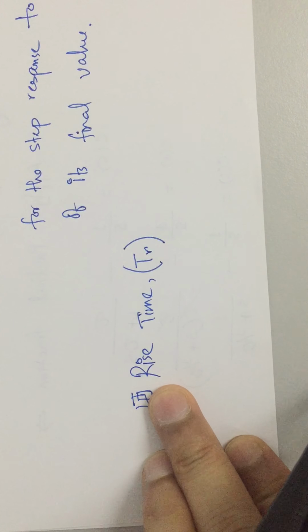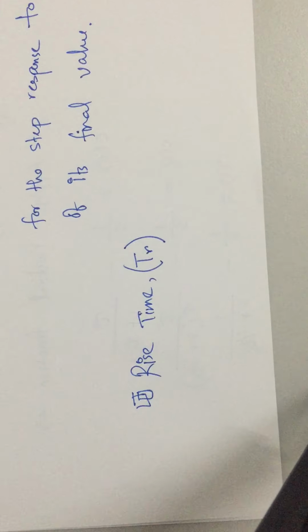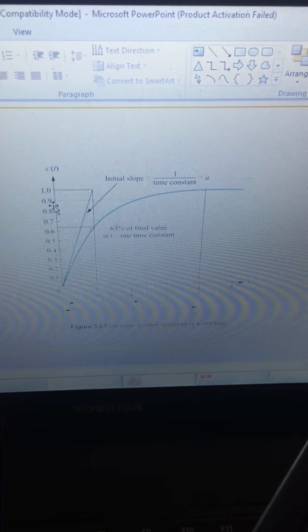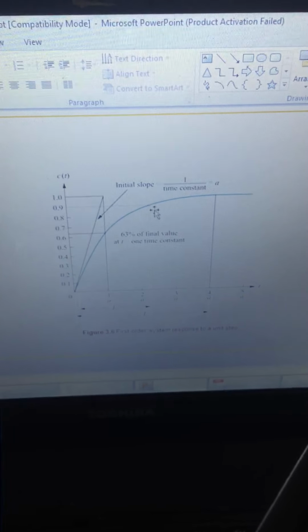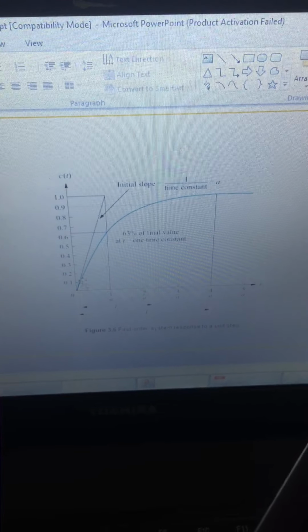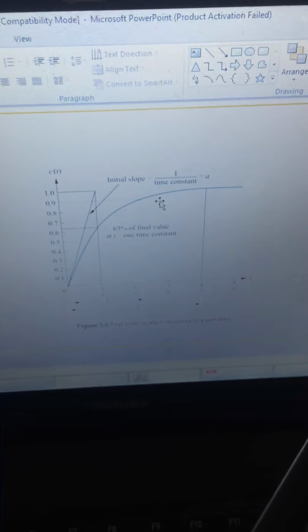0.1 up to 0.9. This is actually our rising time. You can see from the graph also. 0.1 to 0.9. So if you take this part, this part will be your rising time. So how long is the rising time?